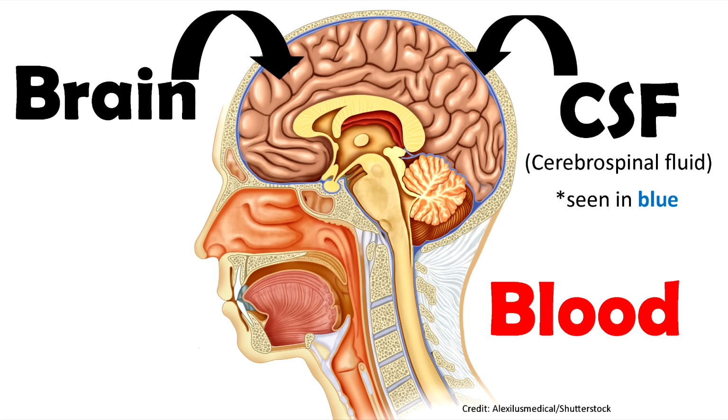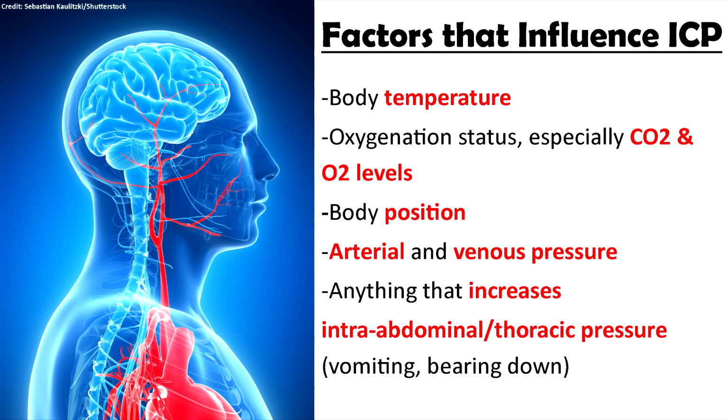And in the blue, you can see this is where the cerebrospinal fluid is. It flows around the brain and down through the spinal cord. Now, intracranial pressure is interesting because it fluctuates and it can increase depending on certain factors that influence it. So I want you to remember these factors because whenever we're talking about nursing interventions and treatments, we're going to go back to these factors and see how we can intervene to help correct this increased intracranial pressure.